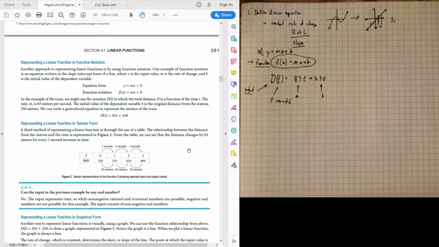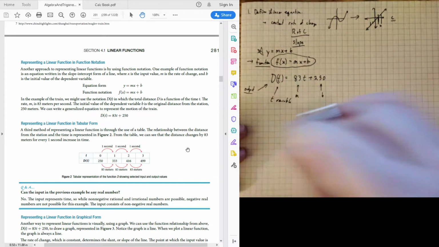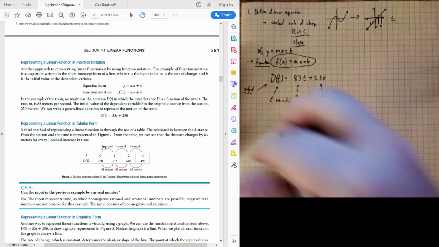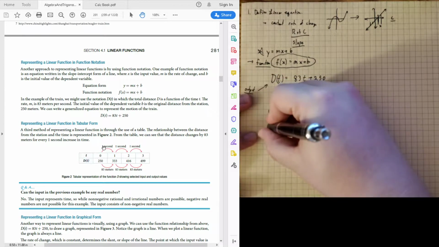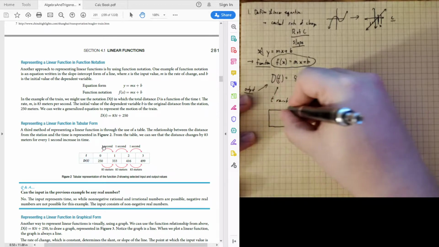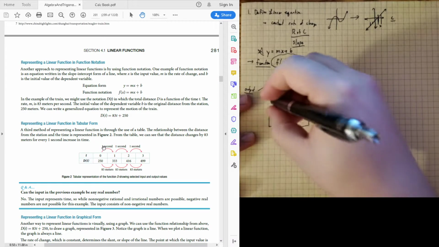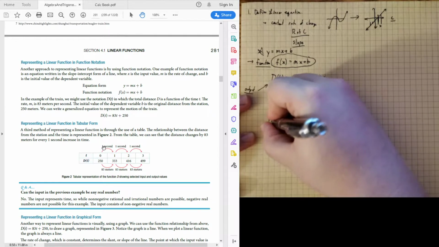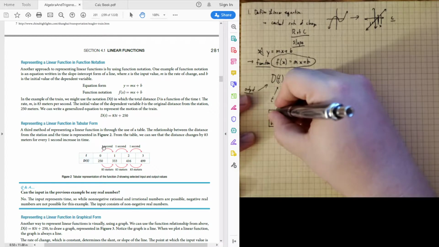The last one I want to showcase is this table form. Now, this table form is unique because we don't commonly see this in a lot of lower level mathematics. So let's take a look at this table. In this table, you'll notice a few details to point out. One, we have the t and the d of t as rows going left and right.